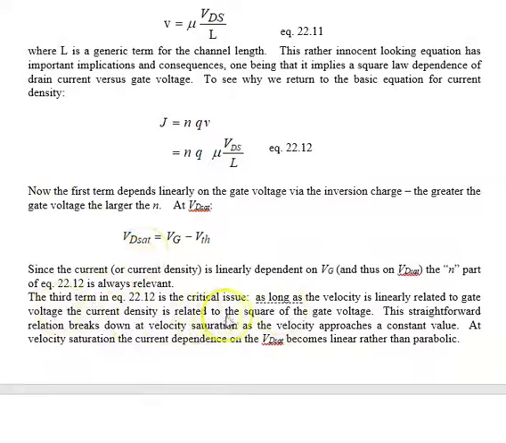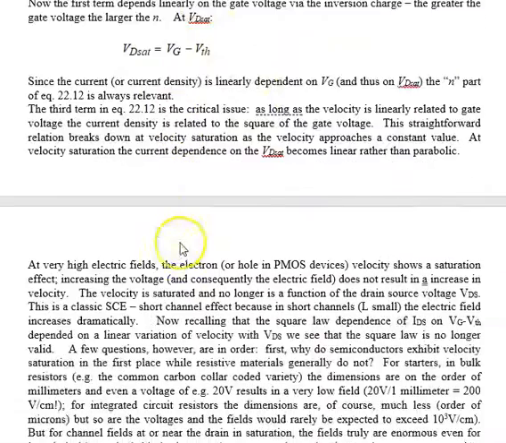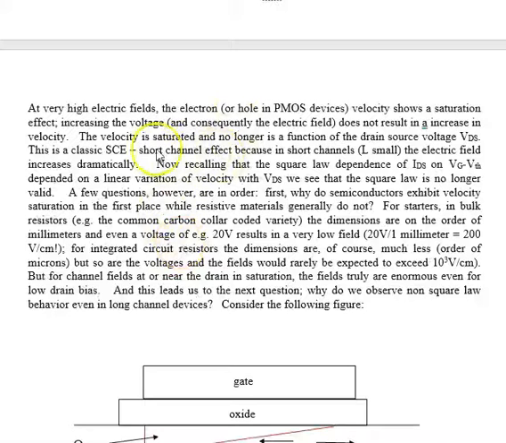And this paragraph basically just sums that up. This term here is the critical term, and when this term basically flattens out, no longer depending on voltage, we get not a square law, but a first power law for current density with respect to Vg. And basically that's what this paragraph sums up.